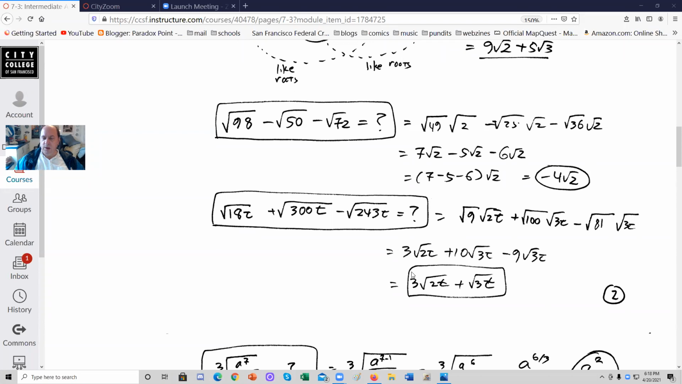This 3 root 2t is alone. It stays where it is. 10 root 3t minus 9 root 3t, these have a common factor of root 3t. 10 minus 9 is 1, so plus root 3t. So 3 root 2t plus root 3t.